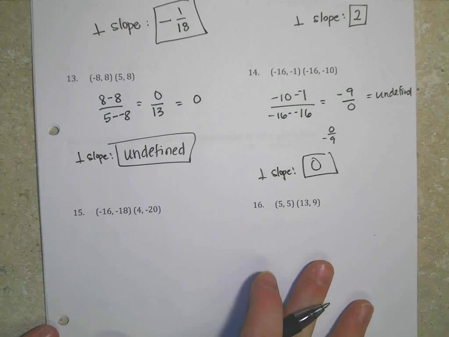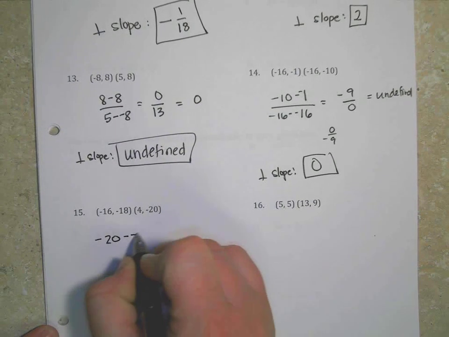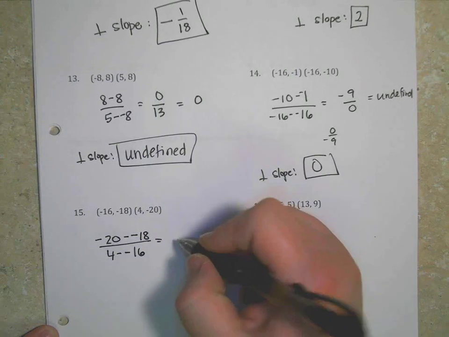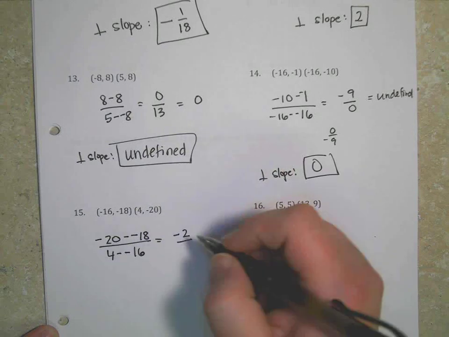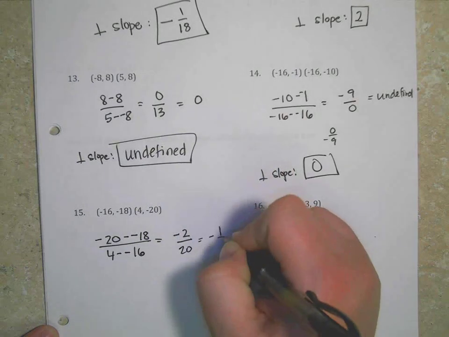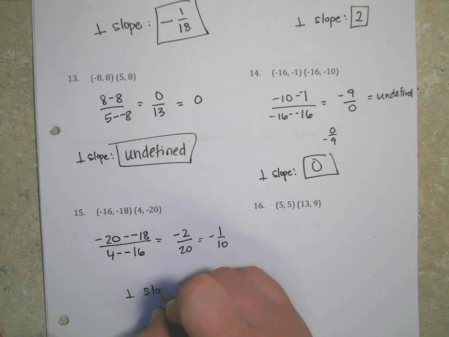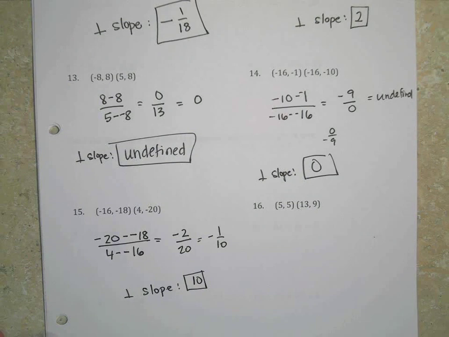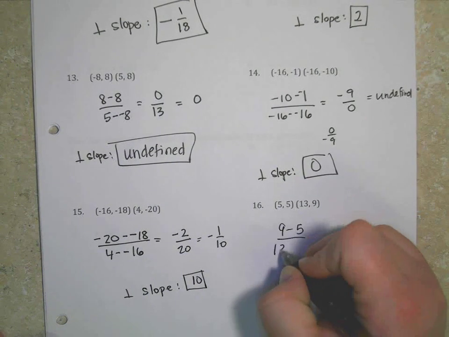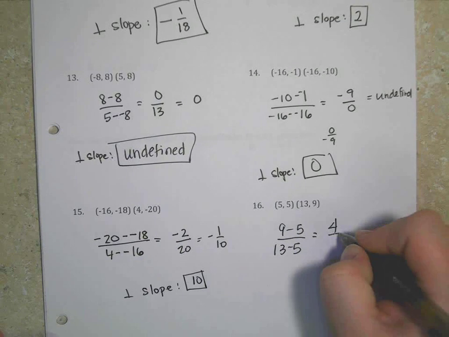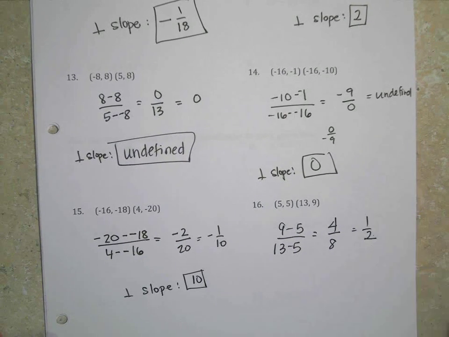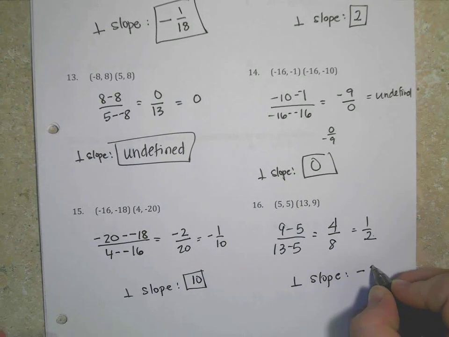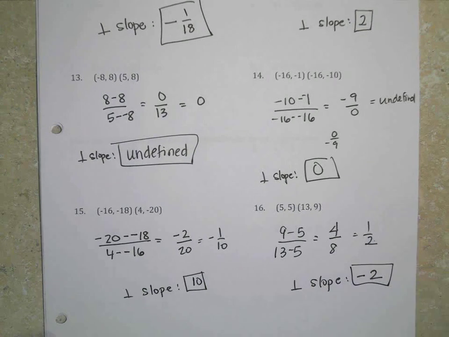And our last two examples, negative 20 minus negative 18 over 4 minus negative 16. Keep change, that gives us negative 2 over 20, which is negative 1/10. So then our perpendicular slope, when we flip that over and change the sign, is positive 10. And our last example, 9 minus 5 over 13 minus 5. So that is 4 over 8, which is 1/2. So when we do our perpendicular slope, we change the sign, which makes it negative, flip it over, it would be 2 over 1, which is 2.